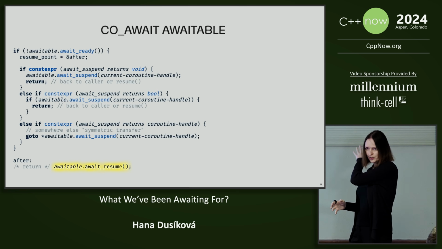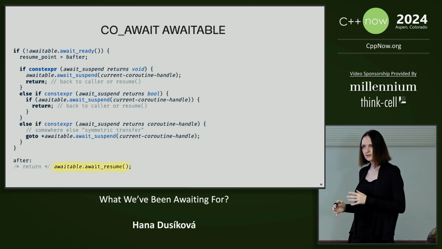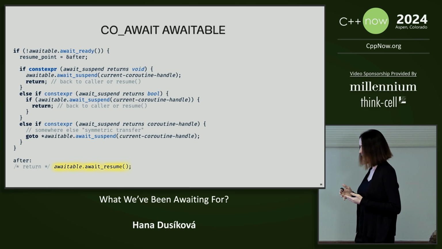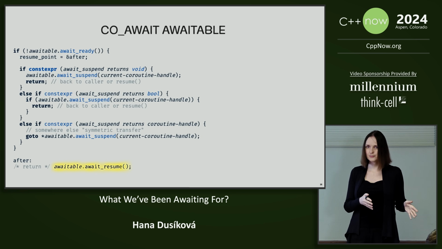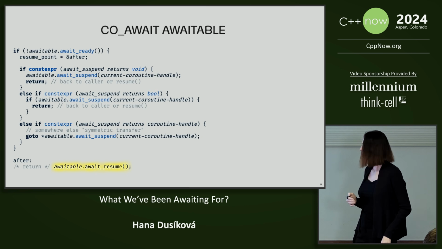So something else will download it, and when the coroutine is resumed, the await_resume function can access it and give it to you.